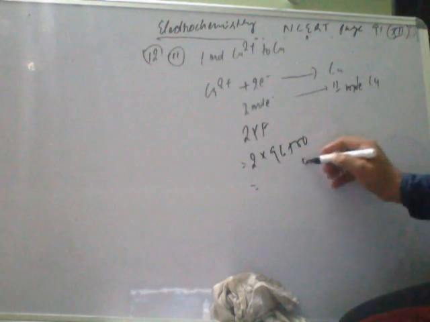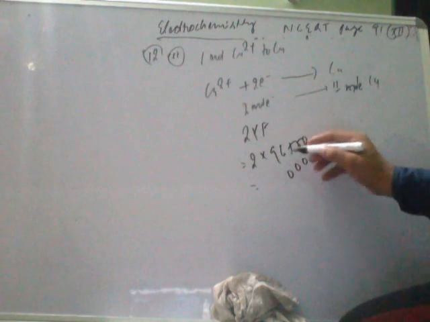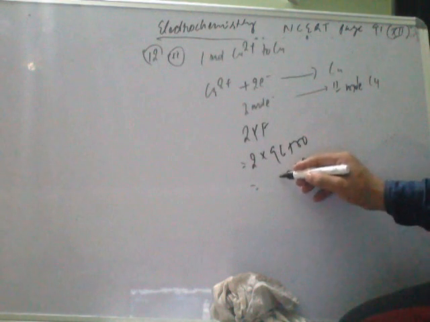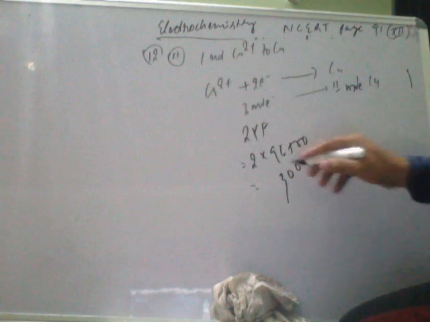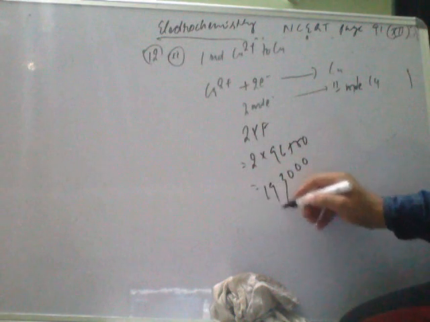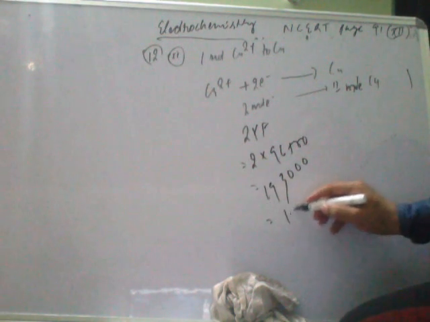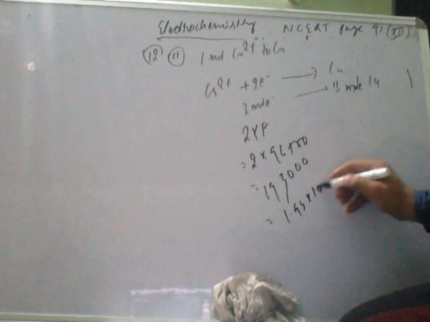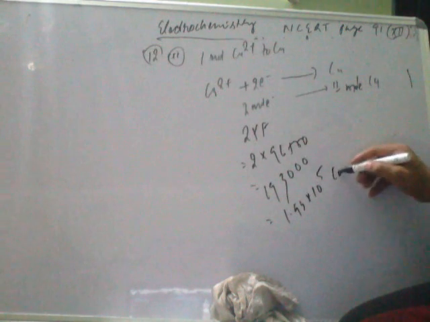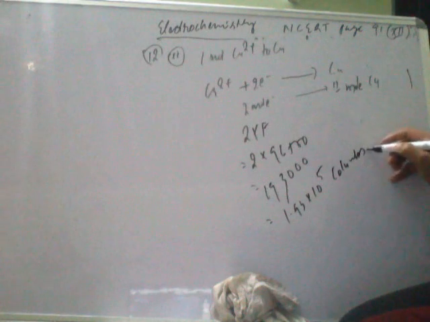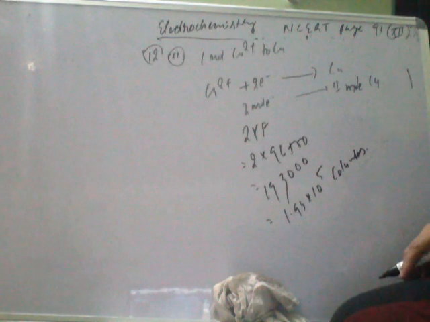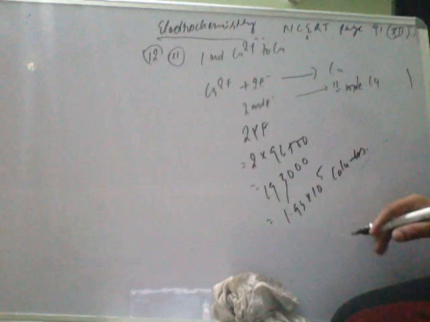If you calculate it, and simplify it, that is 1.93 into 10 to the power 5 coulomb. So this will be the amount of electricity required to discharge this, right?